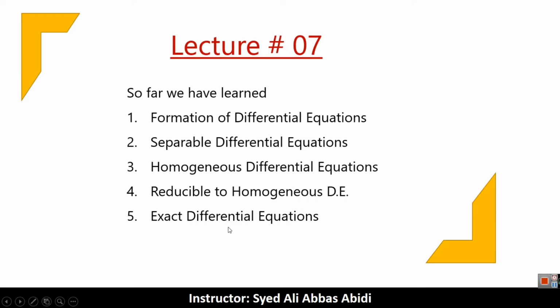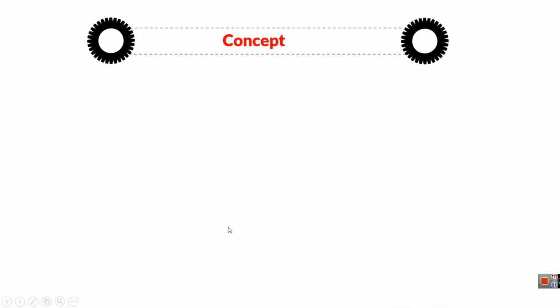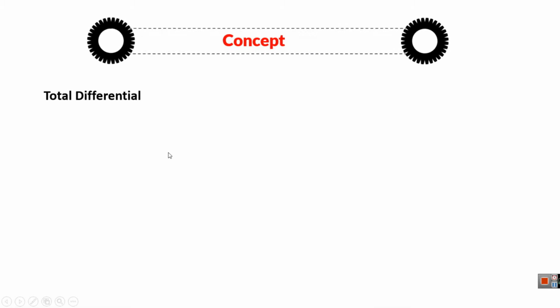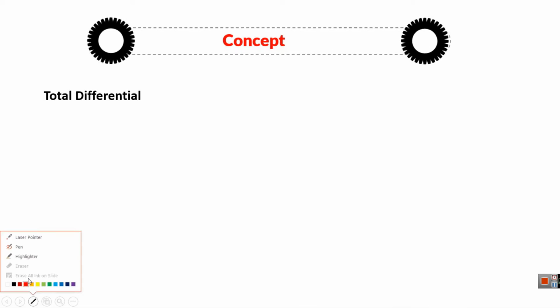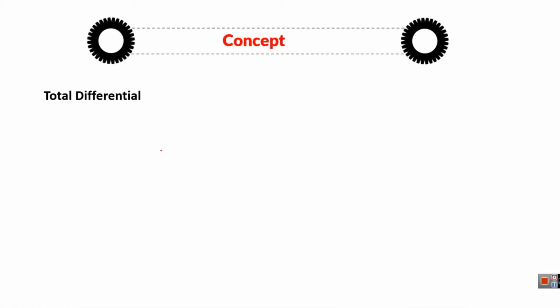exact differential equations. So let's talk about the concept that is necessary for understanding the definition of exact differential equation. So we will start with the definition of total differential. We will define what is a total differential of a function in two variables, and then we will talk about the definition of exact differential equation. We are starting with total differential because it is related to exact differential equations.